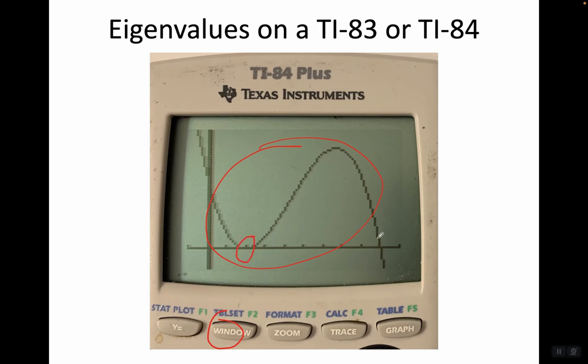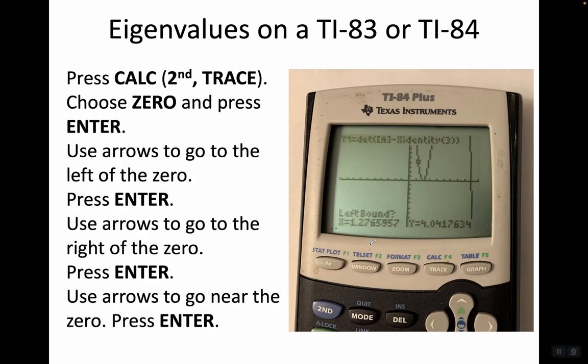You can see that one zero is at 2 and another zero is at 9. So again, those are the solutions to the determinant of A minus lambda I equals 0. And so those are going to be your eigenvalues. Now, you can't be certain that it's 2 and 9. It looks like it's 2 and 9. If you want to be more certain, you can use the zero feature. So you press calc, that's second, and then trace. That's how we access calc. Choose zero and press enter.